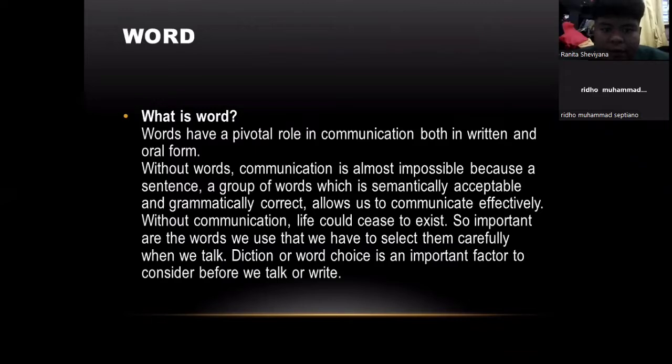Words have a pivotal role in communication, both in written and oral form. Without words, communication is almost impossible because a sentence, a group of words which is semantically acceptable and grammatically correct, allows us to communicate effectively. Without communication, life could cease to exist. So important are the words we use that we have to select them carefully when we talk. Diction or word choice is an important factor to consider before we talk or write.